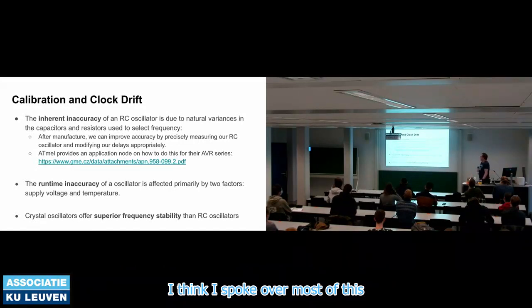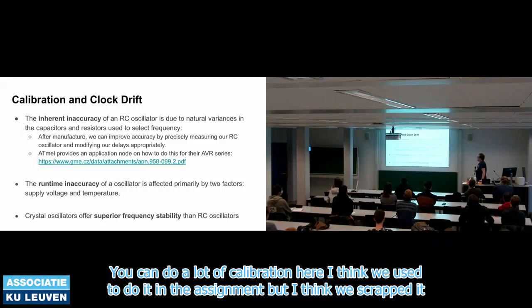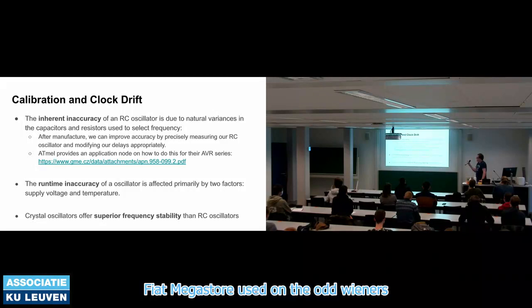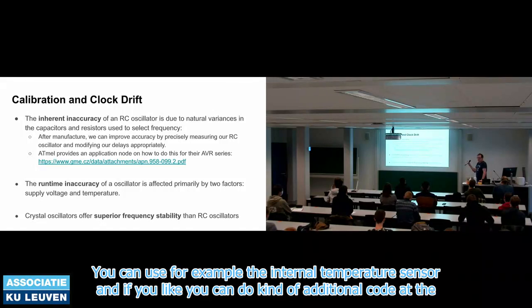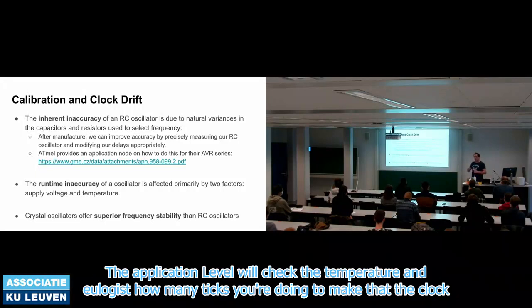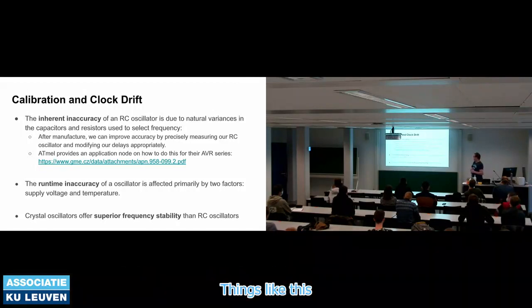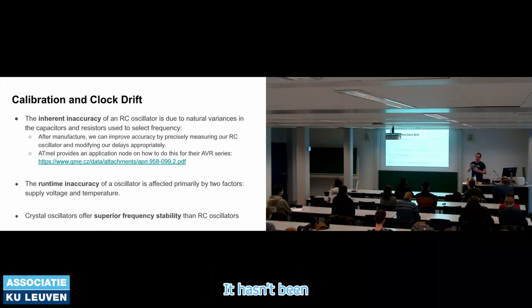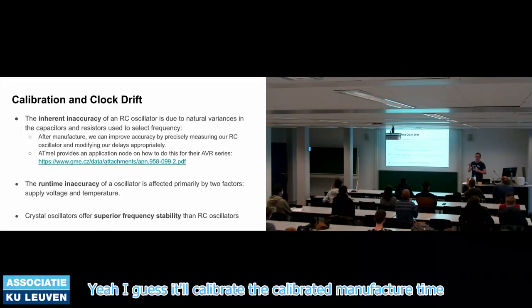I think I spoke over most of this. You can do a lot of calibration here. I think we used to do it in the assignment, but I think we've scrapped it. Ashok will tell you next week. In the case of the Atmegas that are used on the Arduinos, you can use, for example, the internal temperature sensor. And if you like, you can do additional code at the application level, where you'll check the temperature and adjust how many ticks you're doing to make the clock more accurate, things like this. You can also do a basic calibration if the chip hasn't been calibrated at manufacture time.